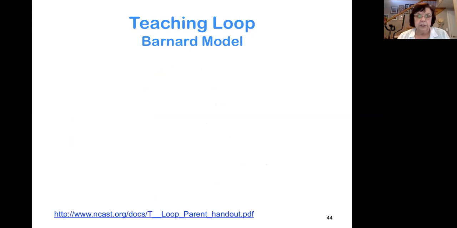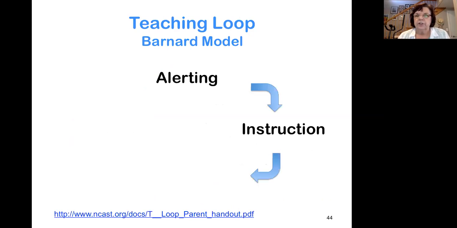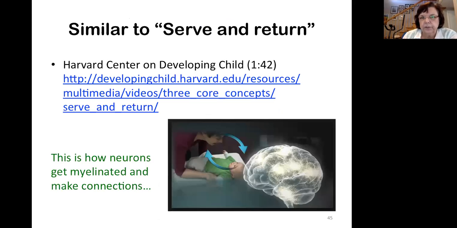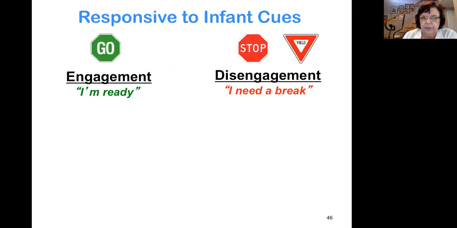She also has a teaching loop model that is probably very universal, where you first alert, you give instruction, and then you give them time to perform, you give them feedback, and then you might repeat that again. This is part of the model, and it is similar to the serve and return of the developing child.